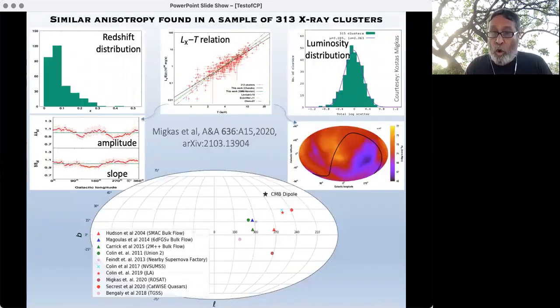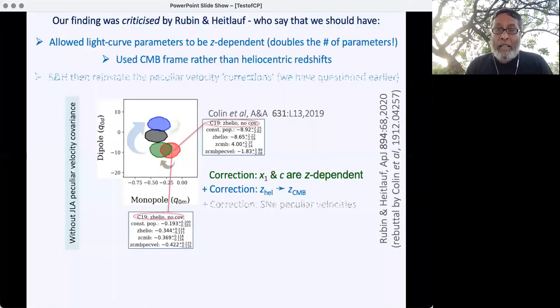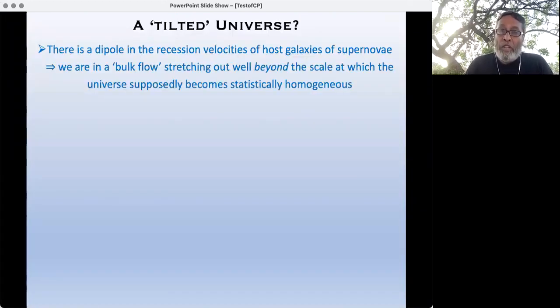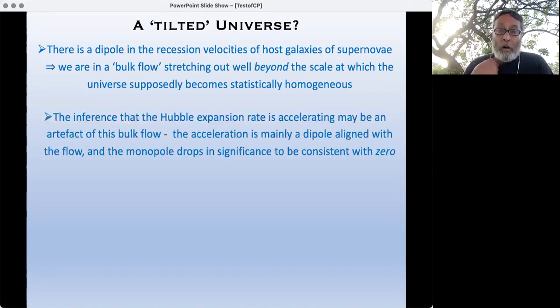X-ray clusters show a similar asymmetry in the same direction. The bottom line that I come to is that there is a dipole in the same direction as the CMB dipole that we see in the velocities of the host galaxies of supernovae, and that we also see in the inferred acceleration. Therefore, one important conclusion is that the inference that the acceleration of the Hubble expansion is due to a cosmological constant, we may have been misled into thinking that.